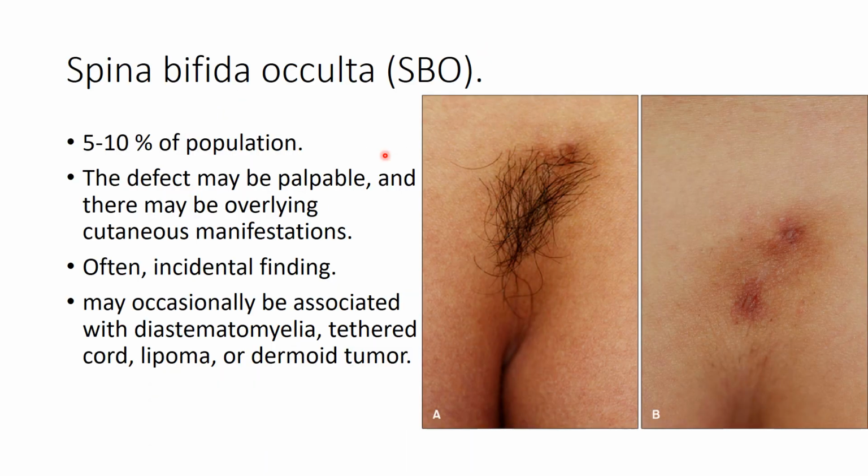Spina bifida occulta occurs in around 5 to 10% of the population. The defect may be palpable. If you palpate over the tuft of hair area or hyperpigmented skin, you might feel that there's no spinous process. Often it is an incidental finding, and rarely might be associated with other congenital anomalies, such as diastematomyelia, just know that by name, tethered cord syndrome, lipoma, or a dermoid tumor.